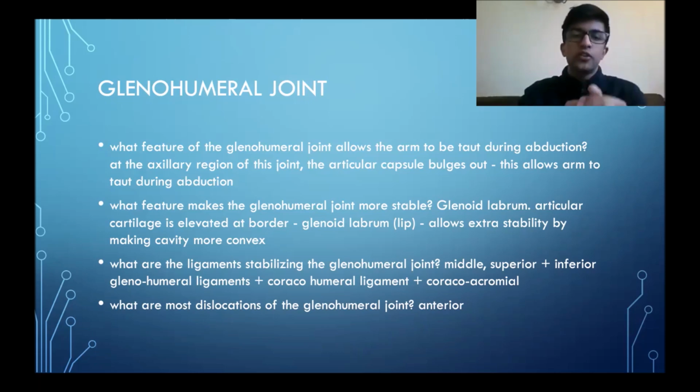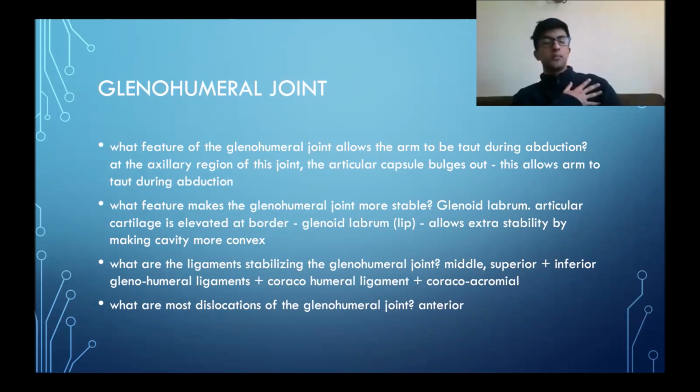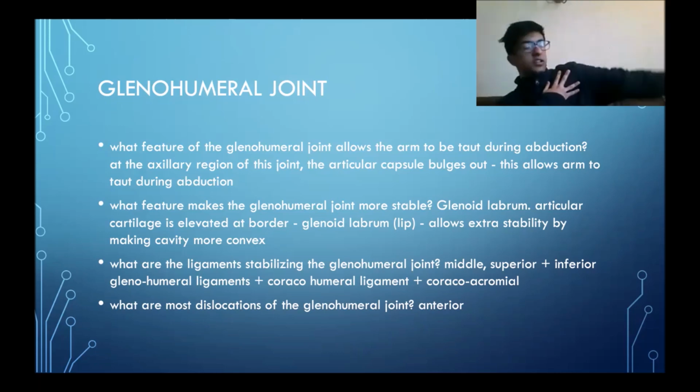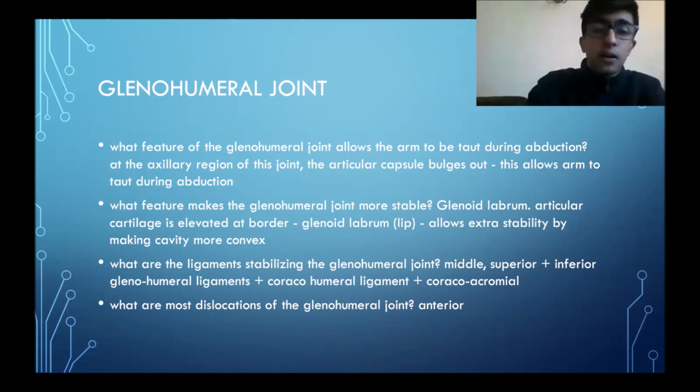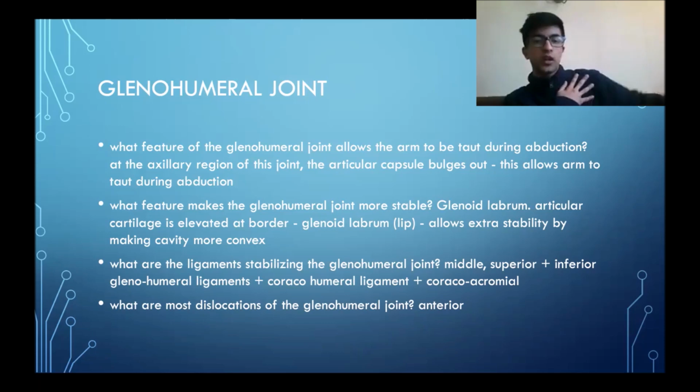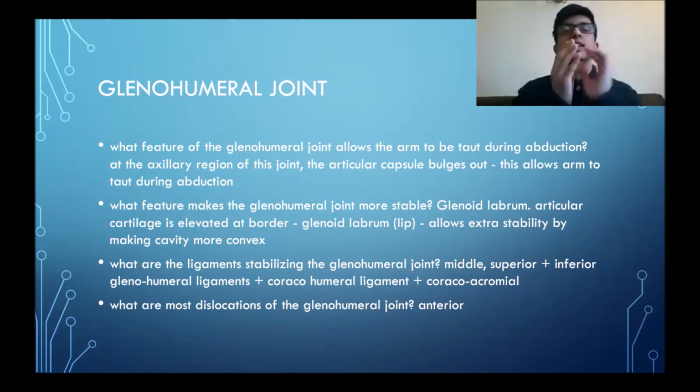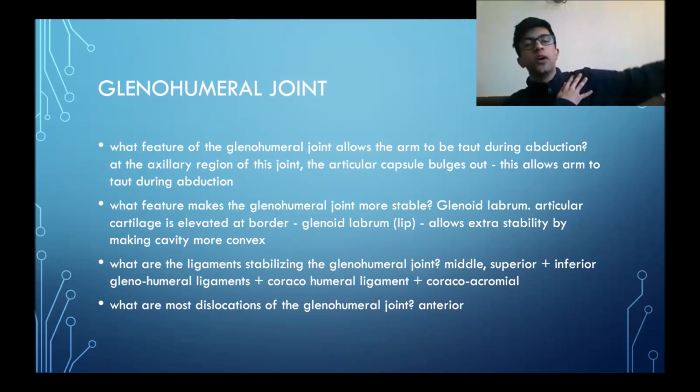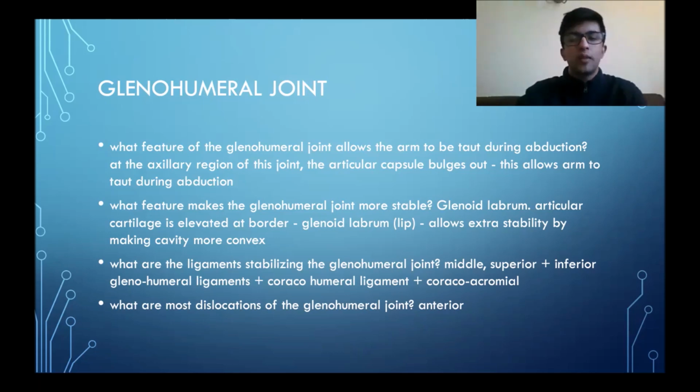The glenohumeral joint allows abduction, which is taking the arm away, and adduction, which is bringing it back. In abduction, what allows the arm to be taut, like this, is that in the axillary region of this joint, so axilla is the armpit, there's an articular capsule that bulges out. It's not something you have to memorize. It's just something to appreciate and understand. They're not going to just ask you what allows it to happen like that.